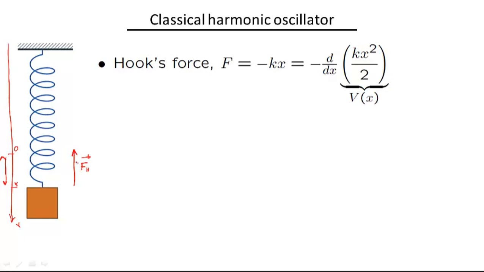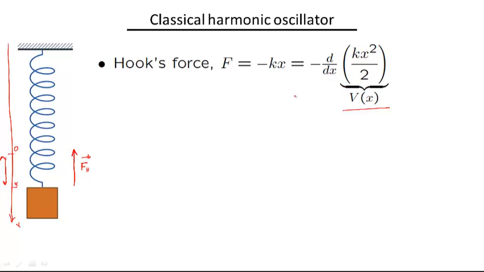Now, I can write this force, of course, as a minus gradient. In this case, it's just the one-dimensional gradient, or just the derivative with respect to x of some potential. And to produce a linear force, of course, I need to differentiate a quadratic potential. So in this case, it's kx squared over 2. And this is exactly the potential energy of a harmonic oscillator that eventually is going to appear in our Schrödinger equation in the quantum version of this problem.